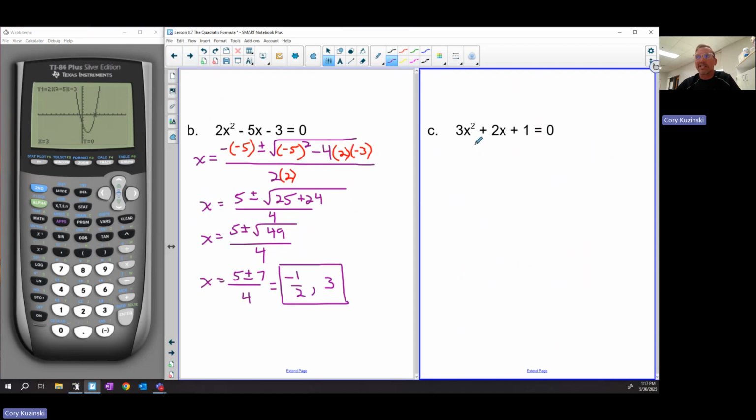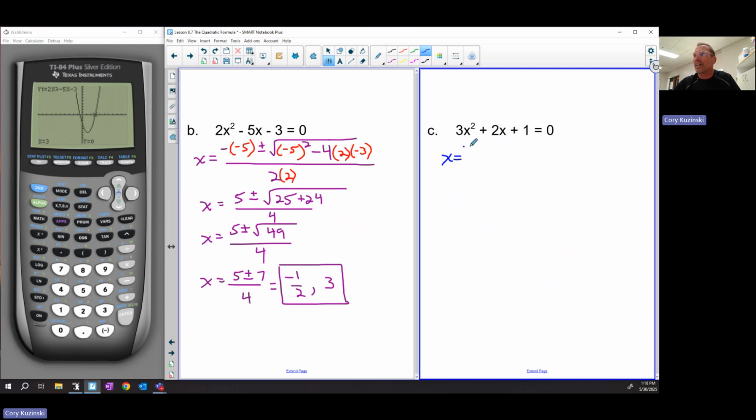All right, I don't want to factor this. Its lead coefficient isn't 1. I don't want to complete the square. Its lead coefficient isn't 1. It just makes it tougher. So what we can do instead is use the quadratic formula. Okay, so it's -b plus or minus the square root of b squared minus 4ac over 2a.